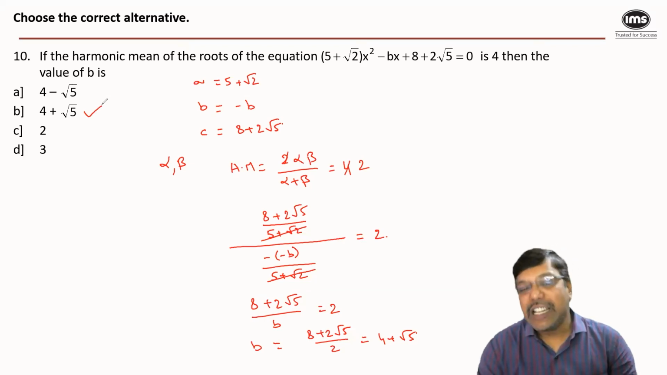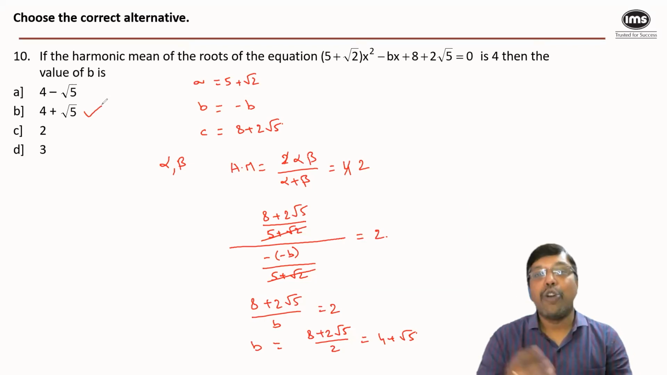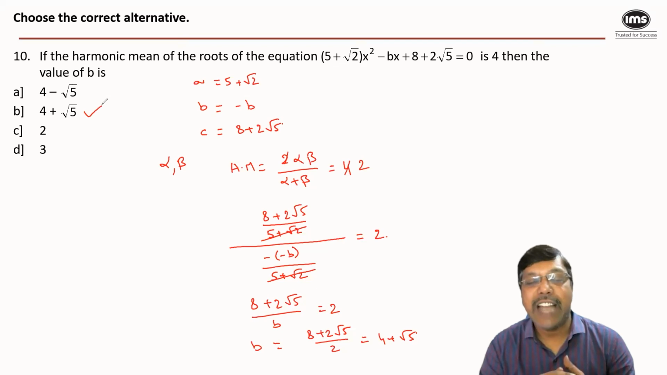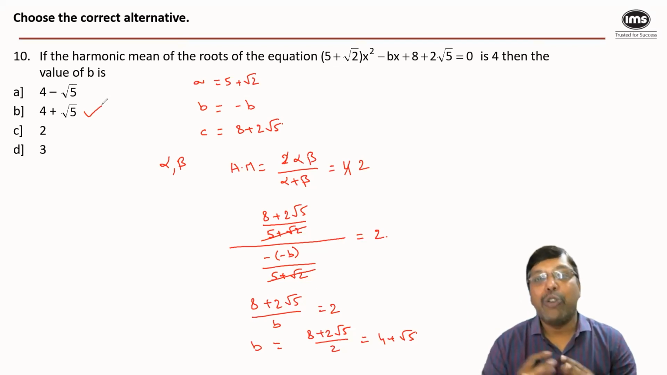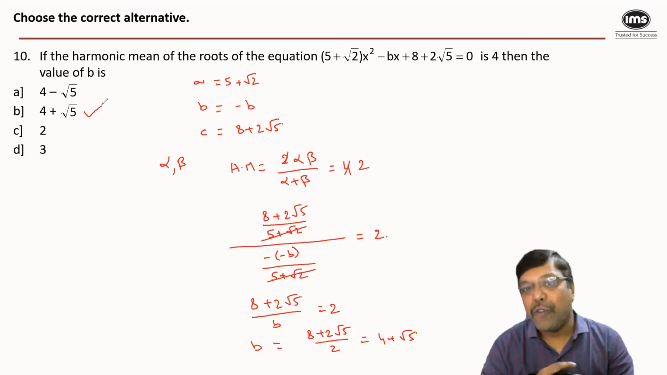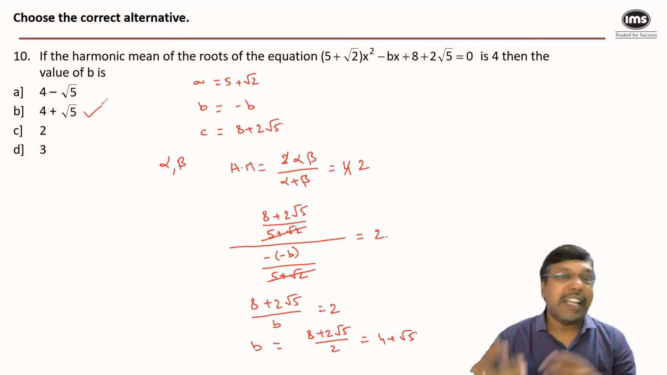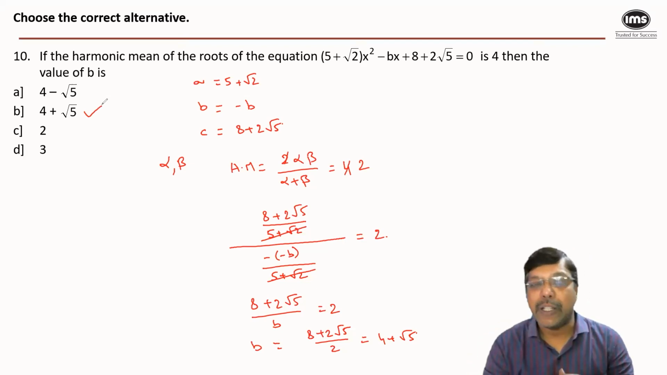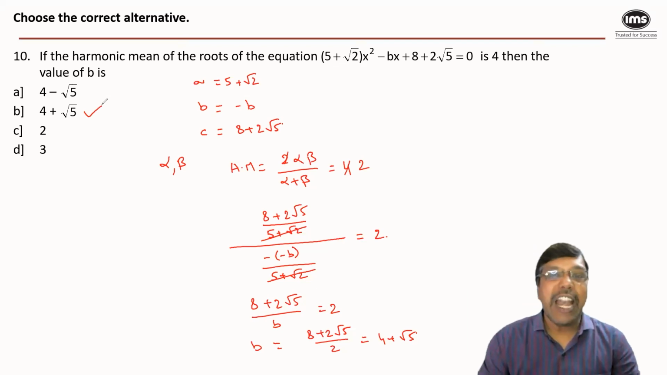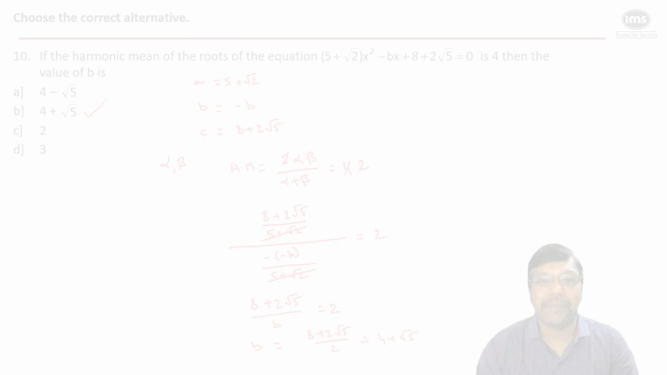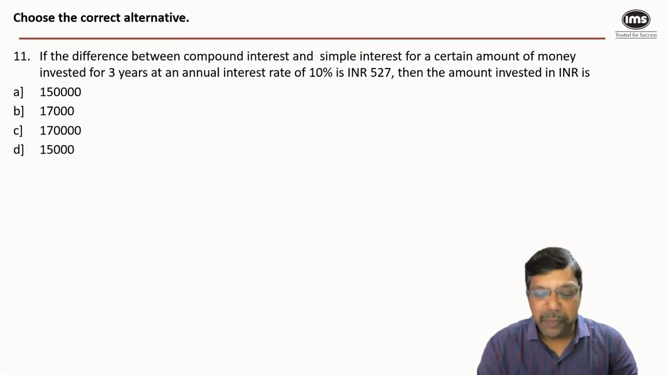Definitely an easy question, and someone can answer provided they have the understanding and knowledge of how to identify a harmonic mean of two given numbers. And the moment they see alpha beta and alpha plus beta, we need to substitute the value of product of the roots and sum of the roots. Now let's see this question at hand.